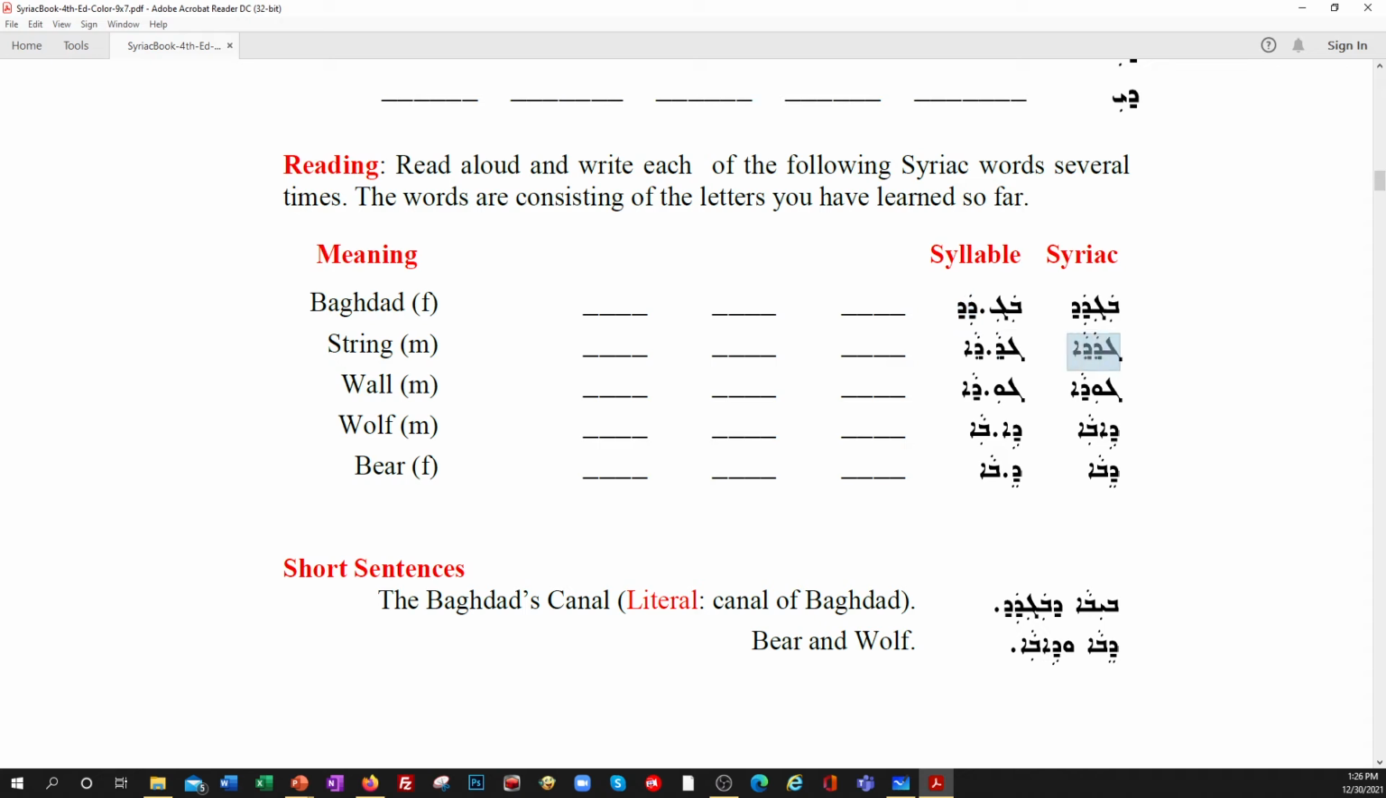Gdada. Gamal at the beginning has no vowel, so it's going to look at the second one, which has the vowel, so it's going to be Gda to make the syllable. Gda, Gdada. Gouda.